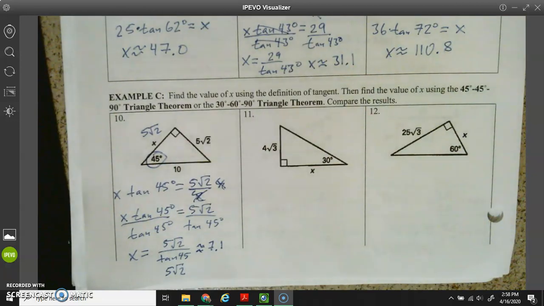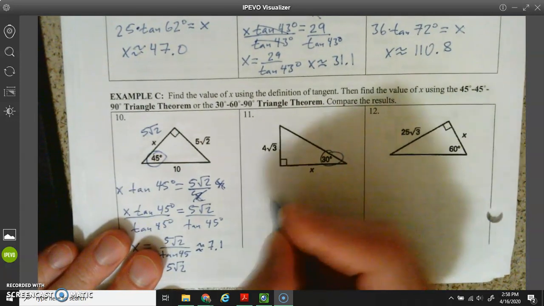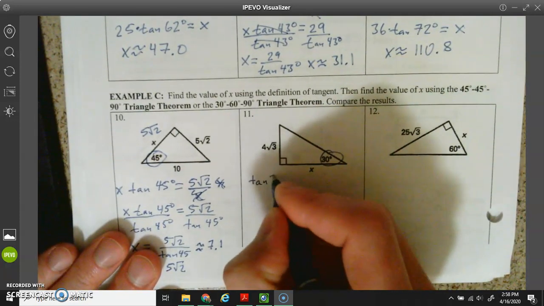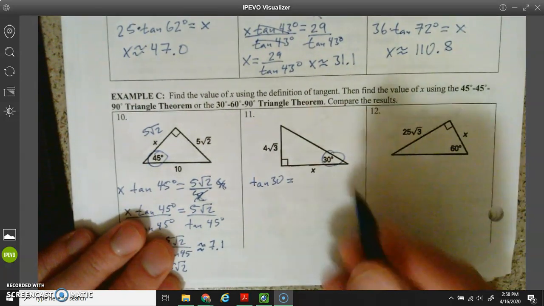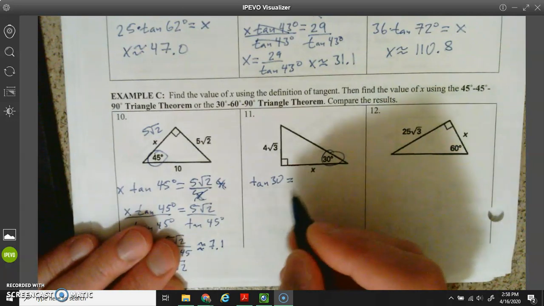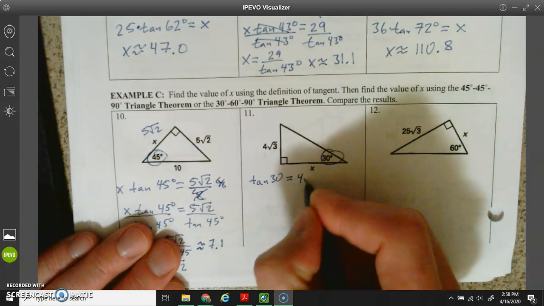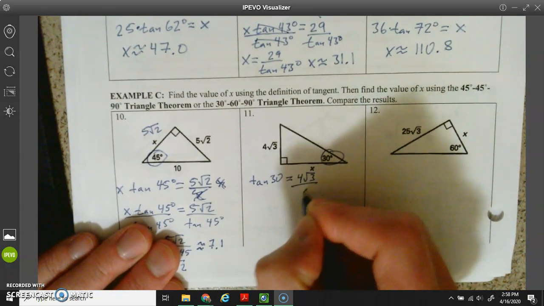Hi, last time we left off, we were finishing number 10 here on example C. This is the one that uses the different 45, 45, 90 or the 30, 60, 90. We're just verifying through the tangent first. So this one we're going to do tangent of 30 degrees. Knowing what we talked about in the last video, we're going to find out something special about tangent of 30 degrees as well. If we go over to the other side, because we're doing opposite, so we have 4 square root of 3 over x.